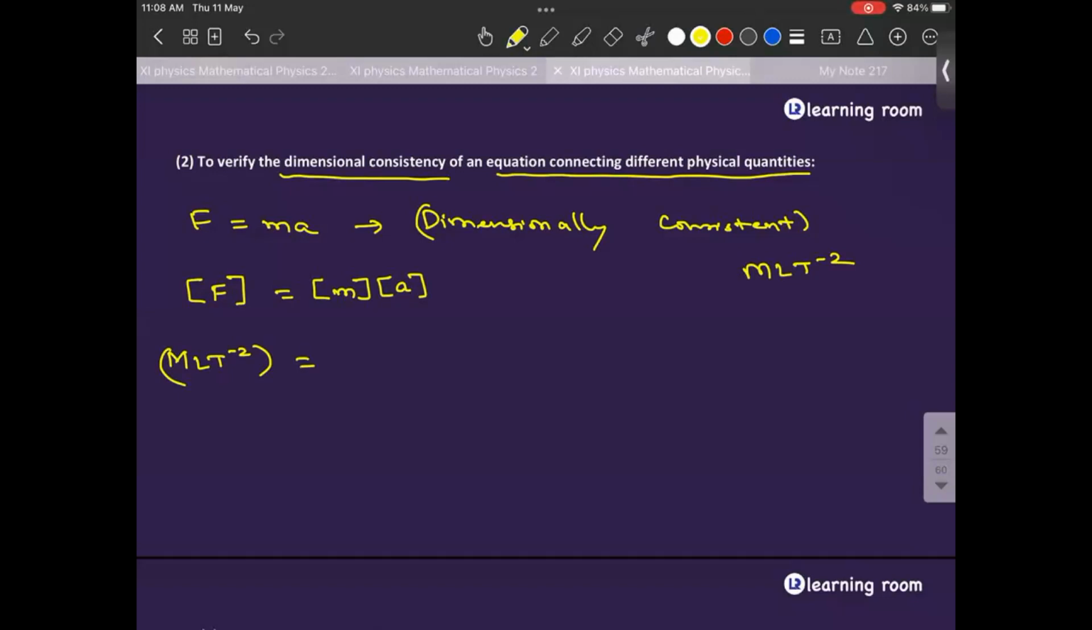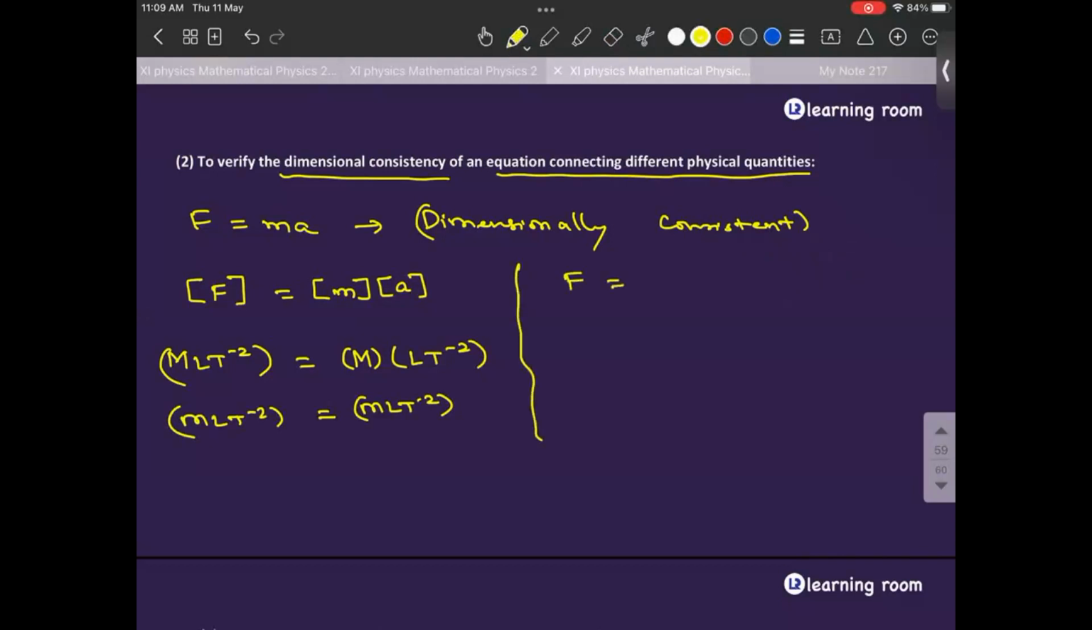So what is the dimensional formula of M? It is obviously M only. What is the dimensional formula of acceleration? It is LT minus 2. So MLT minus 2. Are you able to understand? So this equation is dimensionally consistent. This is a very simple example. Let me take another scenario also so that you will get more clarity.